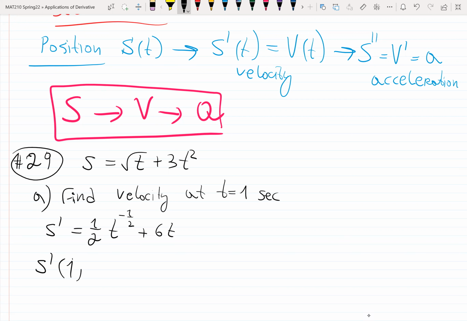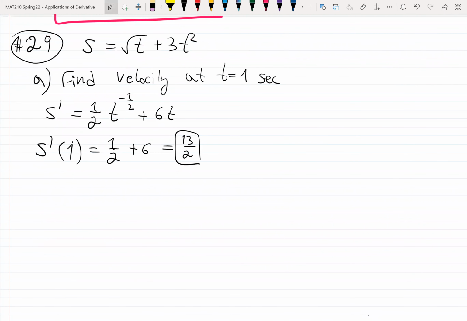Plug in 1. 1 to the minus 1/2 is still 1, so don't care about that. Plus 6. That is 1 over 2 plus 12 over 2, which is 13 over 2. That is velocity. So that is feet per second.